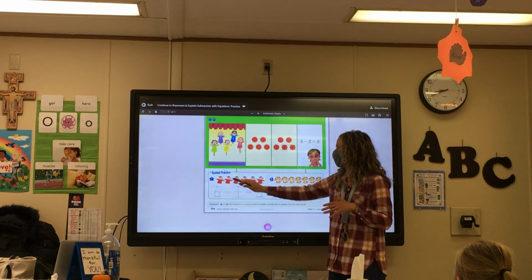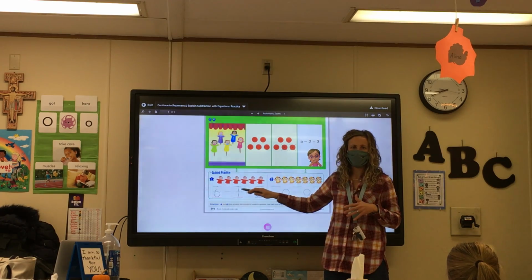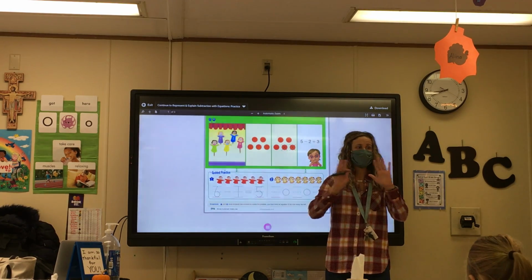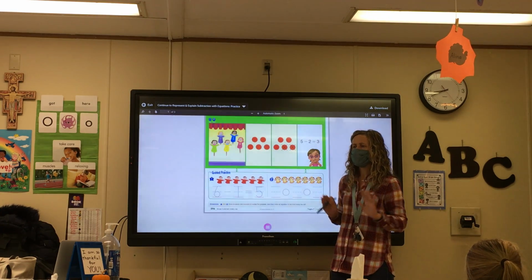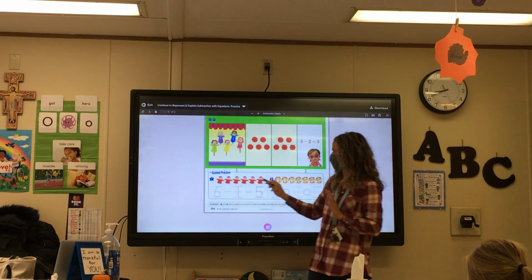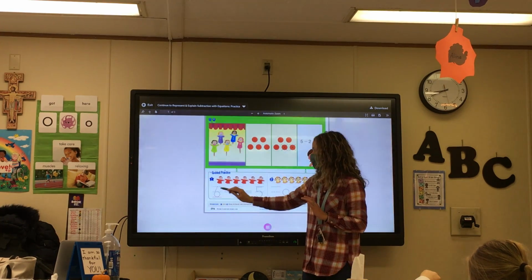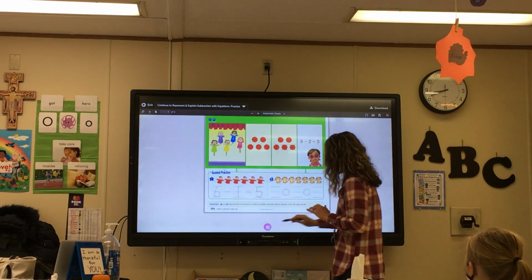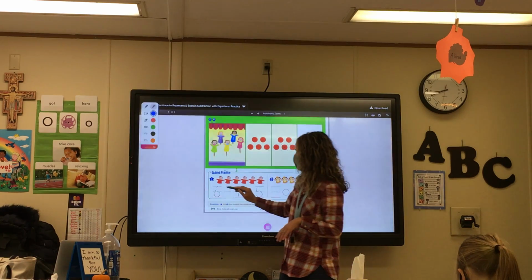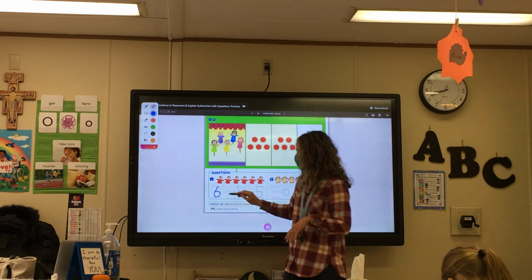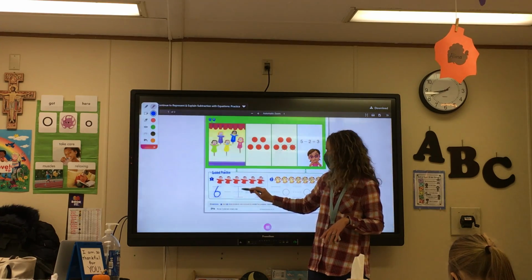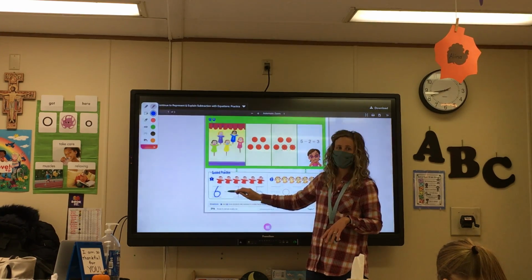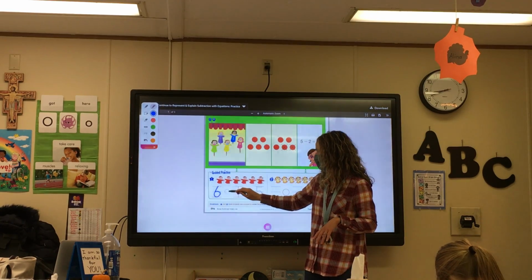So, how many puppets do they have to start off with? Remember, there's some already crossed off, but you still have to count all of them to start. So, how many are there all together, Jacob? 6. So that's why 6 is first. So let's trace the 6, please. All right, what comes next? What do we use to show taking away, Riley? What do we do next? Minus. So trace the minus sign.